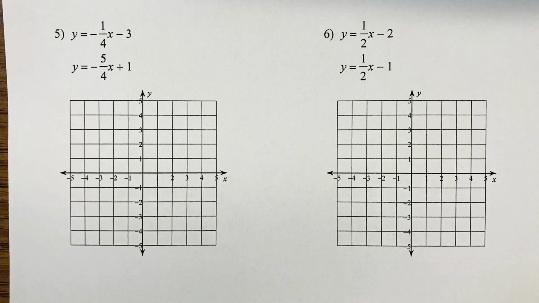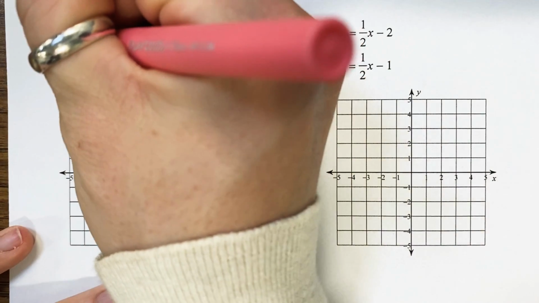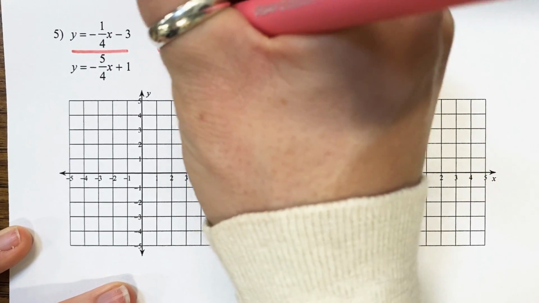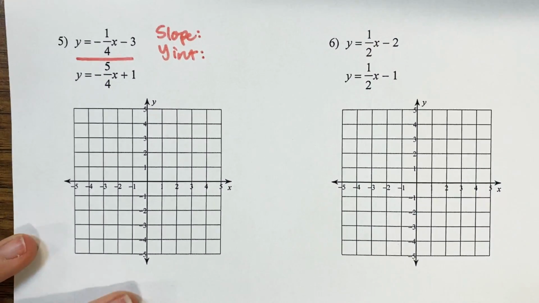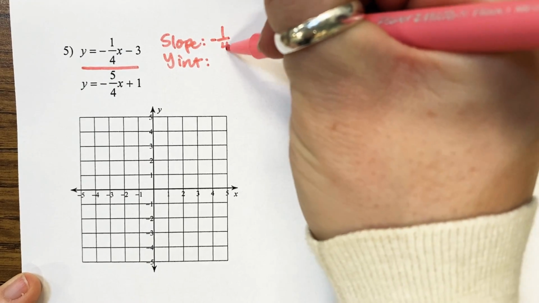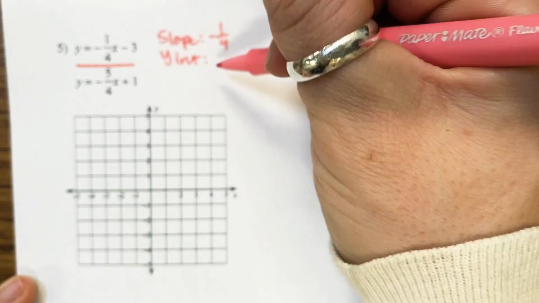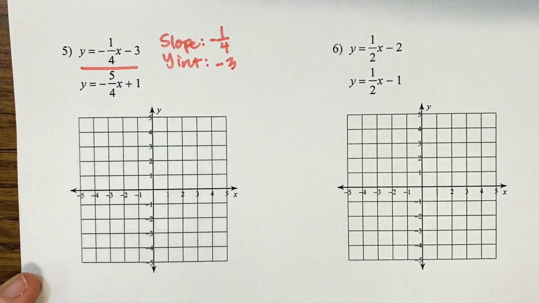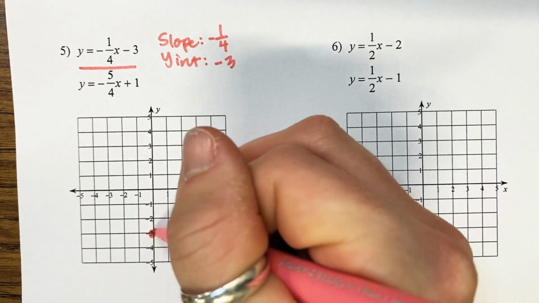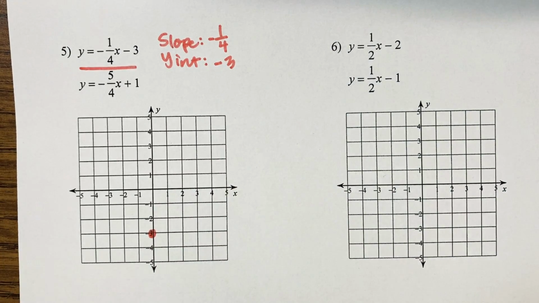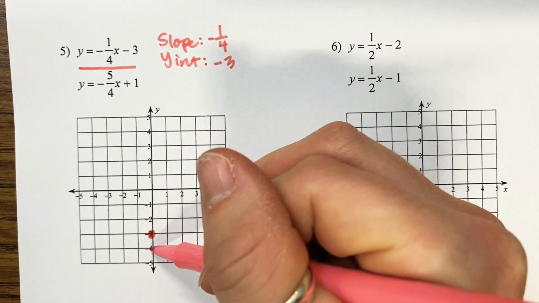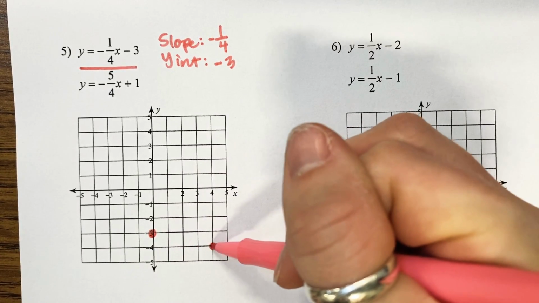Let's do number 5. We got our pink line. Let's do our slope and y-intercept. My slope is -1/4 because it's right in front of my x, and my y-intercept is -3. So my starting point is at -3 on my y-axis, which is right here. Now my slope is down 1 and over 4 for -1/4. Down 1, then 1, 2, 3, 4.